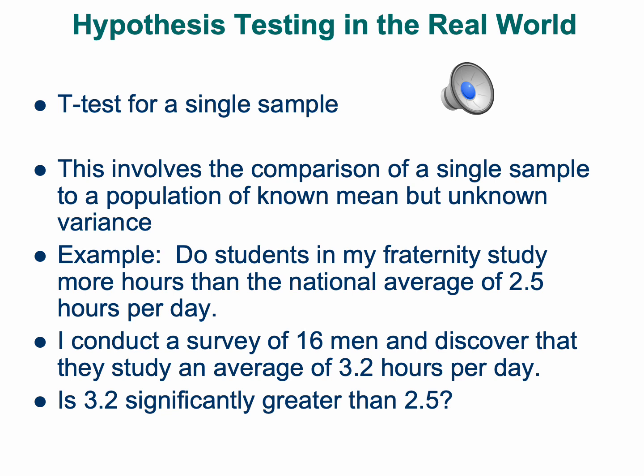So here's an example. Do students in my fraternity study more hours than the national average of 2.5 hours per day? Well, the 2.5 hours per day is the population parameter of the mean. And we don't know what the variability is. It could be that's the average of 2.5 hours, but some people might study half an hour per day, and some people might study 10 hours per day. So we don't know how spread out the scores are in the population. We just know that the average is 2.5.